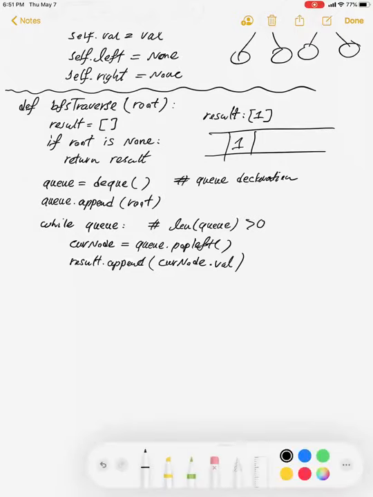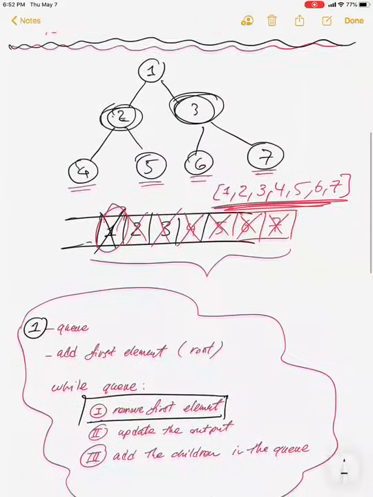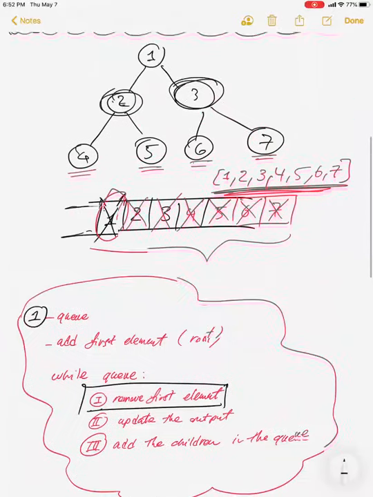Let me erase this because we want to add all of them. Okay, so we appended. Right now it's time to add the next elements. What are the next elements in this problem? The next elements are the left kid and right kid. So I will check, and the order is really important because we have to add the left kid first, right? Because we want to have this order.